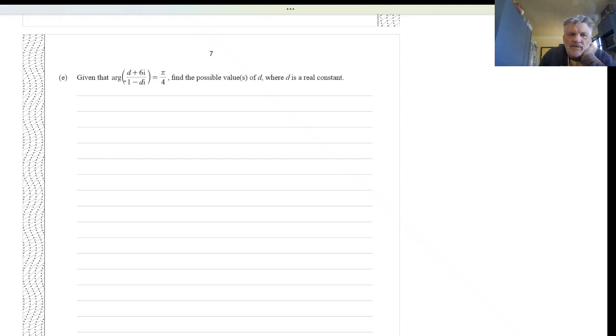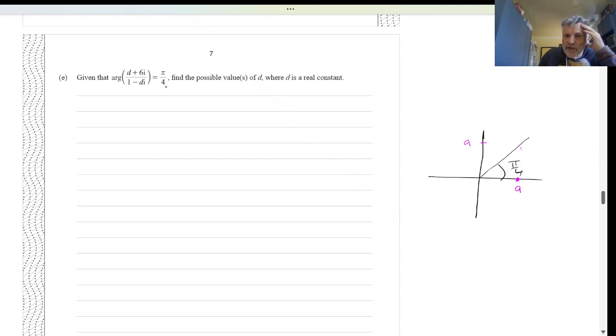We're told the argument of some complex expression is equal to pi over 4. I think it's very useful to think about what that means in terms of the argument pi over 4. And what it means is our complex number is somewhere on this diagonal line, and all the points on this diagonal line are points where the real part and the imaginary part are exactly equal.